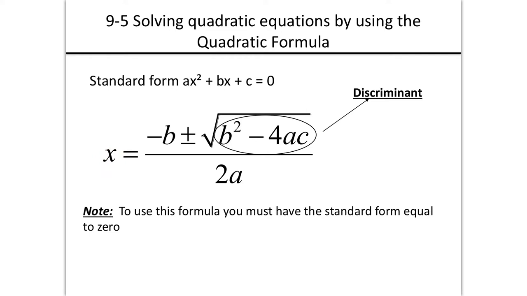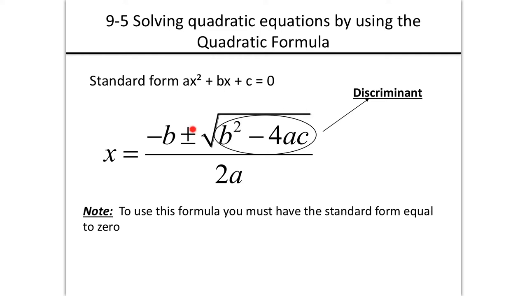Now, every time you want to use the quadratic formula, and this is what it is right here, you must have the standard form equal to 0. Now, what is the formula? x equals the opposite of b plus or minus the square root of b squared minus 4 times a times c, everything divided by 2a. What you need to do is find the values of a, b, c, substitute into the formula, and then simplify.